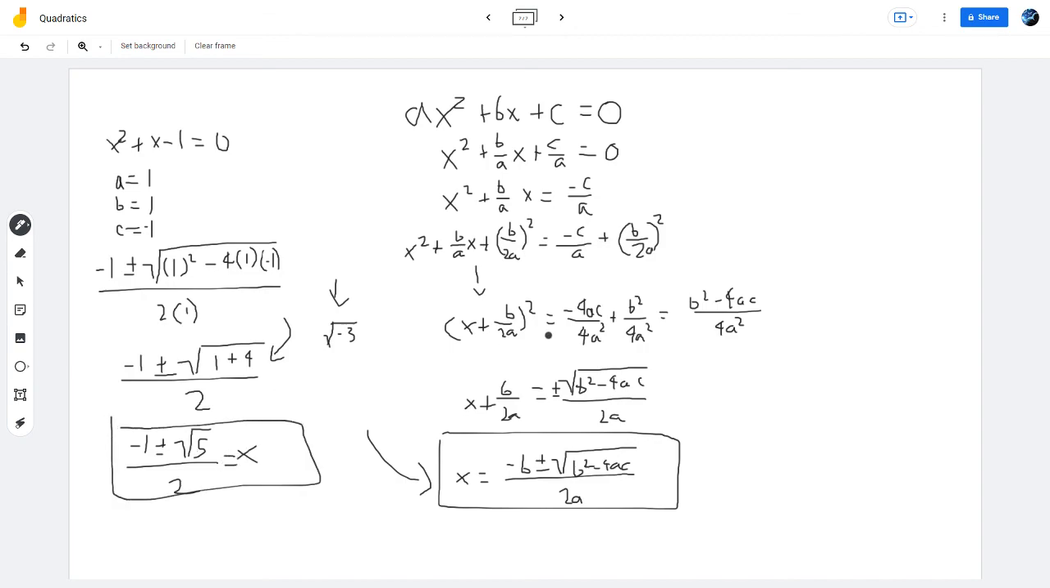Alright? So you can see that with factoring, you would never have gotten this, right? But with the quadratic equation, we can solve any quadratic we like, even those with imaginary components.